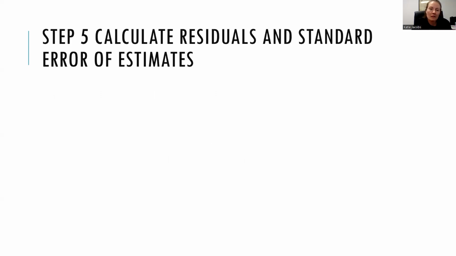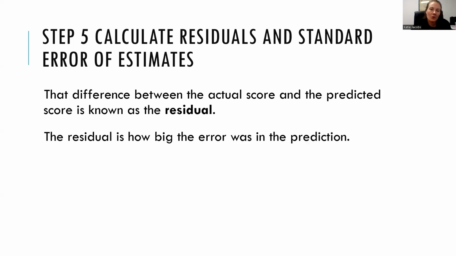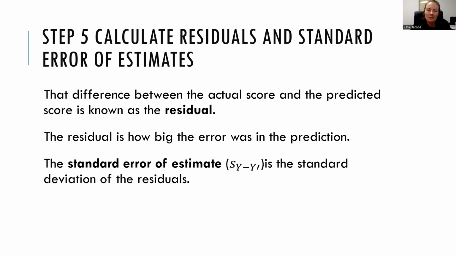Then after that, you're going to calculate residuals and the standard error of estimate. The difference between the actual score of y and the predicted score of y is known as the residual. The residual provides us information on how big the error was in our prediction. So we can use that to calculate something called the standard error of estimate. This is a really scary symbol. The symbol for the standard error of the estimate is s, which stands for, if you remember, standard deviation, right?